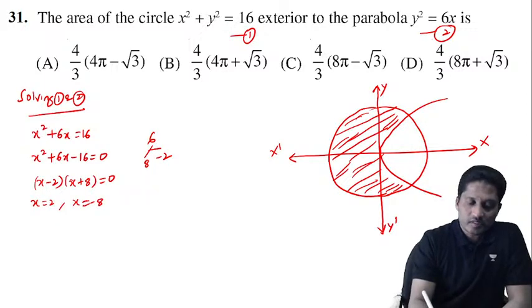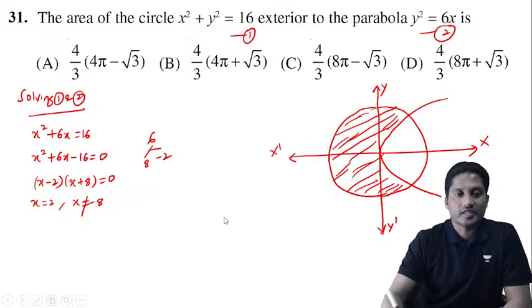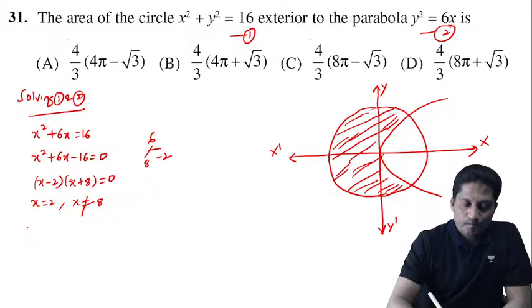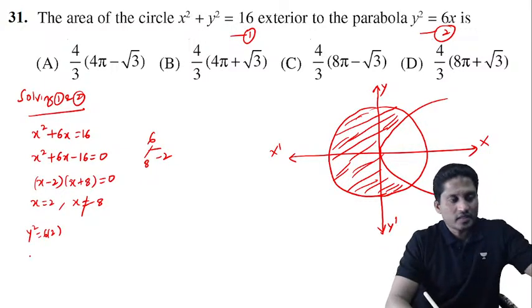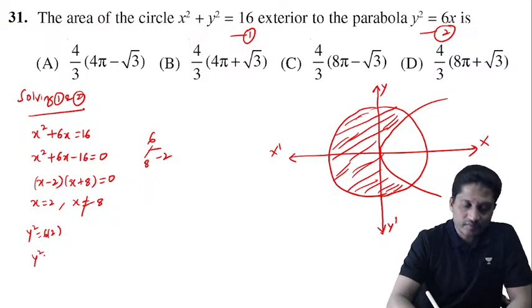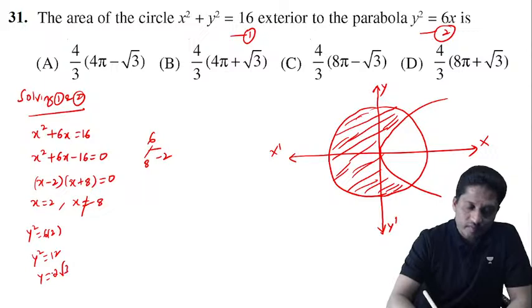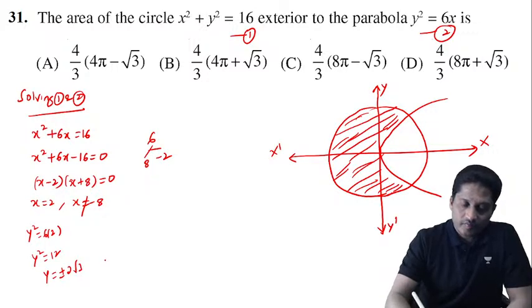This is not possible. If x is minus 8, y square will be imaginary. x is equal to 2. If I substitute, you will get y square is equal to 6 into 2. Okay, so y square is equal to 12. y is equal to plus minus 2 root 3. The point of intersection is 2 comma plus minus 2 root 3.